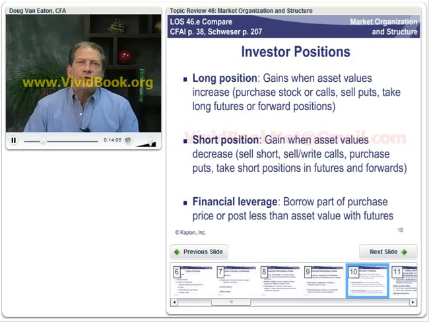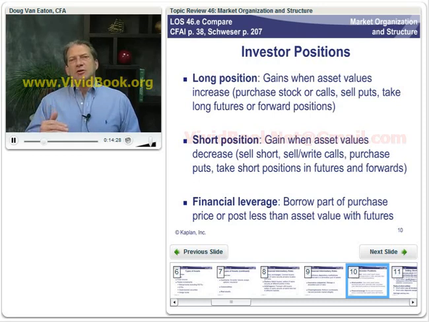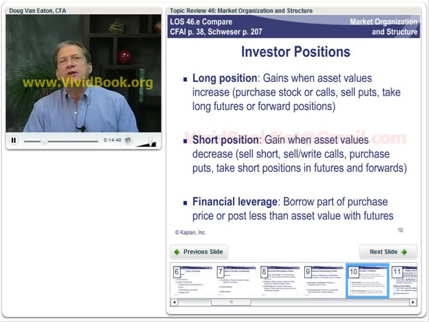Just some more definitions here. A long position is pretty easy to define with equities. If you buy some shares of stock, you're long. If you sell stock that you don't own, you're short. But we want to generalize that a little bit more and say that a long position gains when asset values increase. So if we buy a call option, which gives you the right to buy a security at a particular time in the future or for a particular period of time at a particular price, that call option is going to increase in value when the asset price goes up.